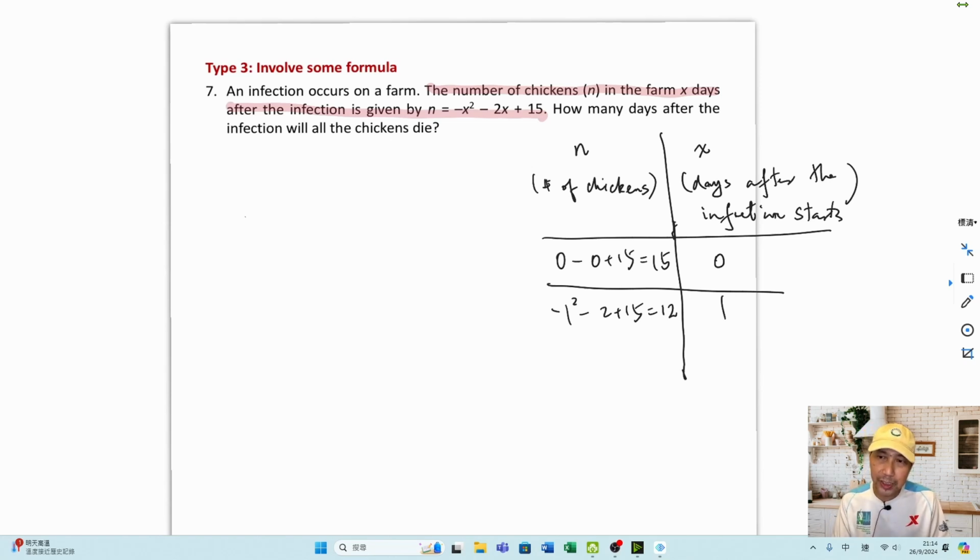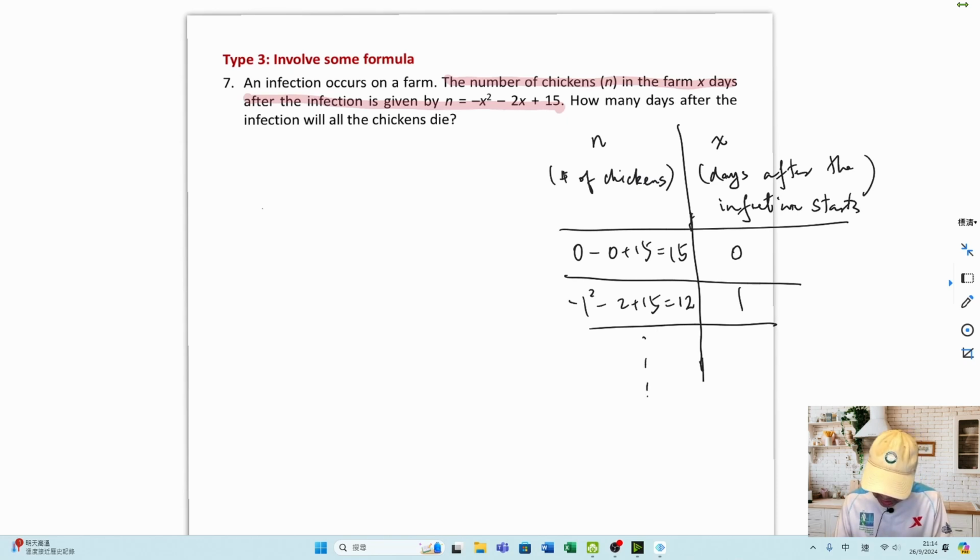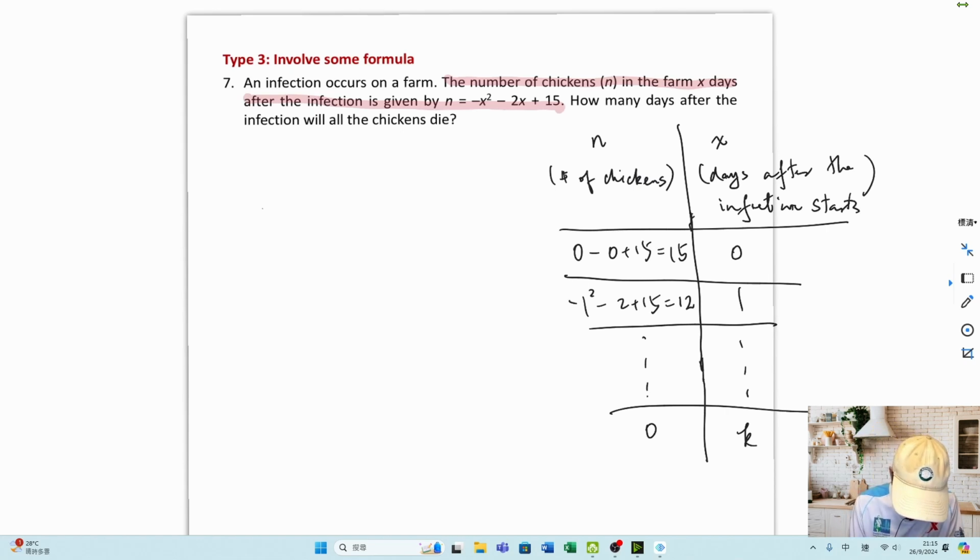Okay, the question asks how many days after the infection will all the chickens die? So after several days, we don't know how many days, all the chickens die, so the number of chickens becomes 0. We don't know how many days, so perhaps we can use an unknown, for example k, in the formula. We put x by k: negative k squared minus 2k plus 15 is equal to 0.